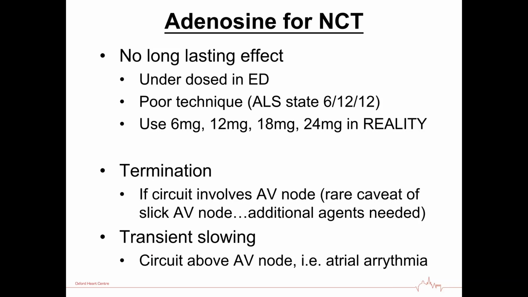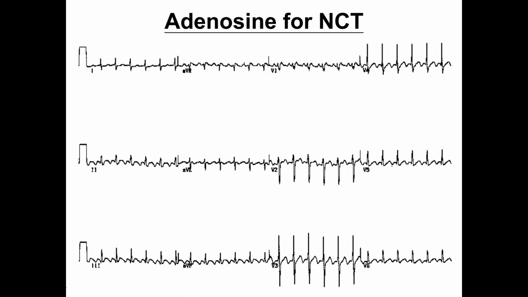If the rhythm is coming from above the AV node, i.e. atrial flutter or AF, it will slow the rhythm down because it's slowing the conduction down to the AV node, but it will not terminate it. It's very helpful in showing you what the rhythm is. So, for example, this next ECG has the lovely classical sawtooth pattern for me, and I know instantly that's flutter.